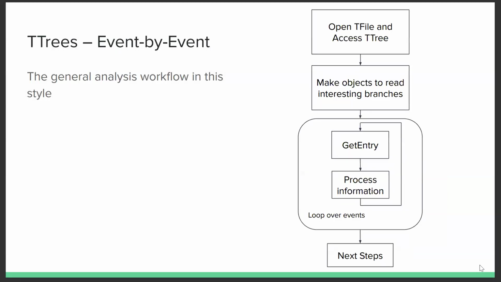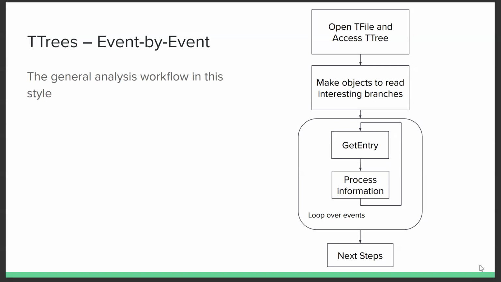Cool. So that shows how to set things up, and then the general analysis workflow will be like this. We have some TFile that has information that we're interested in. We open that up, and we access the TTree that's stored within it. We make our objects where we'll read data into, and then we start to loop over those events or those entries. We get the entry, we process that information, okay, and then we go to the next entry.